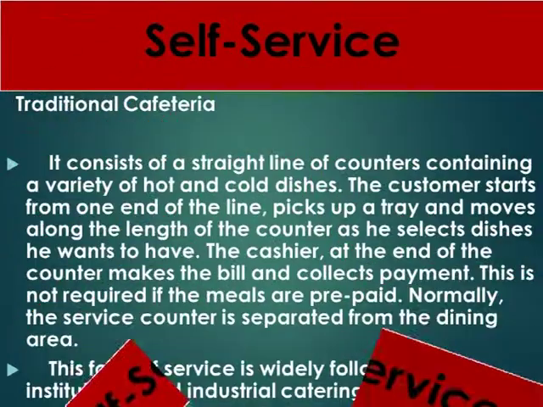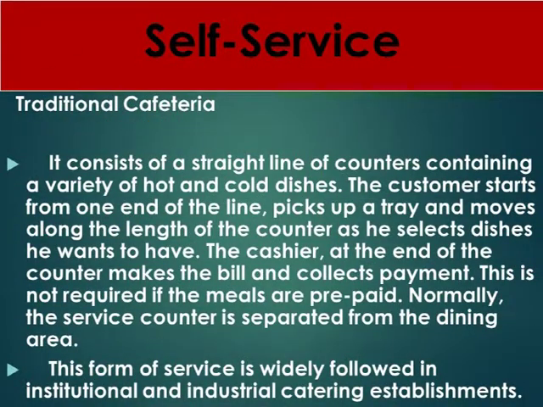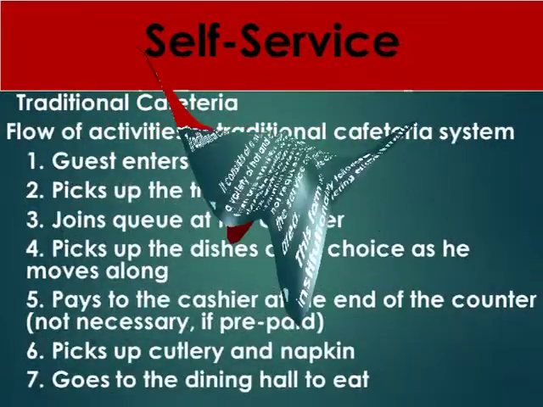Self-service. Traditional cafeteria. It consists of a straight line of counters containing a variety of hot and cold dishes. The customer starts from one end of the line, picks up a tray and moves along the length of the counter as he selects dishes he wants to have. The cashier, at the end of the counter, makes the bill and collects payment. This is not required if the meals are prepaid. Normally, the service counter is separated from the dining area. This form of service is widely followed in institutional and industrial catering establishments.